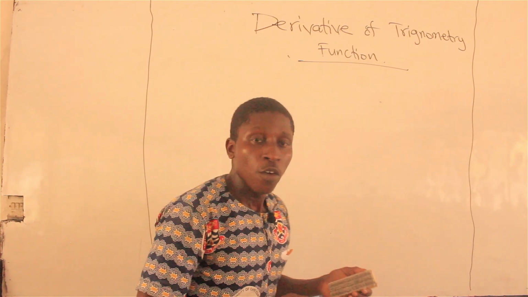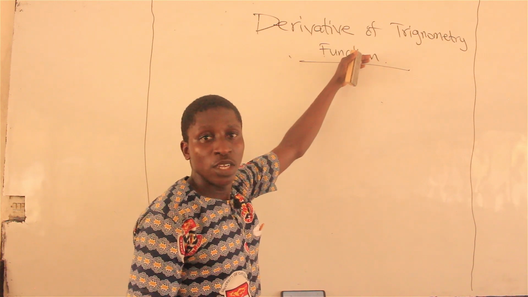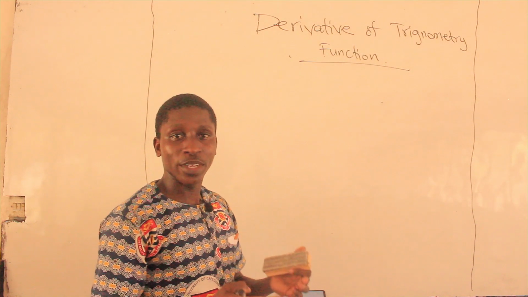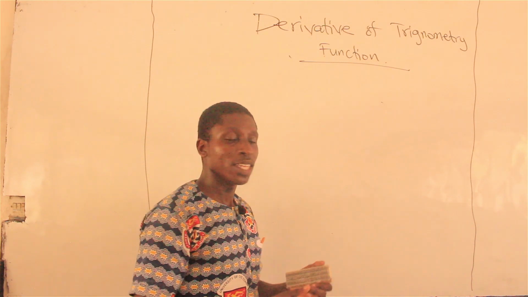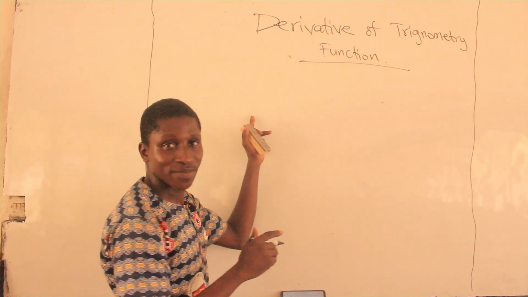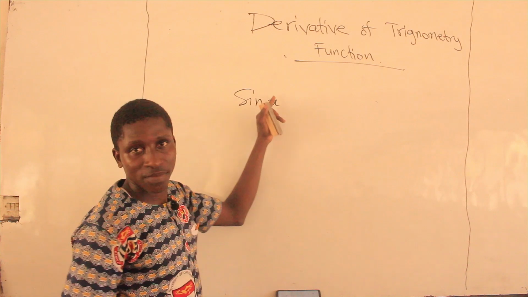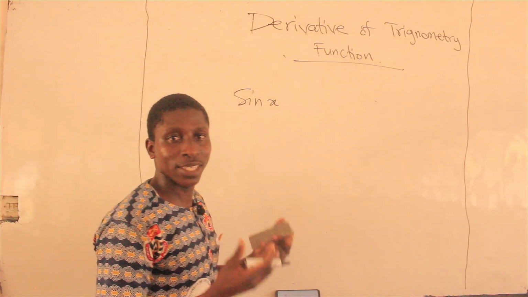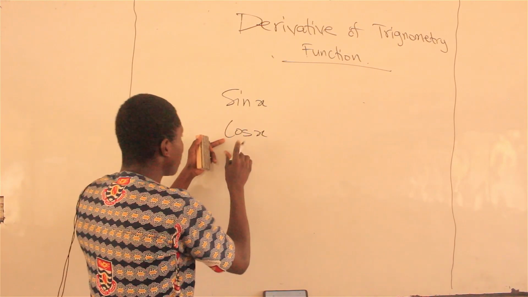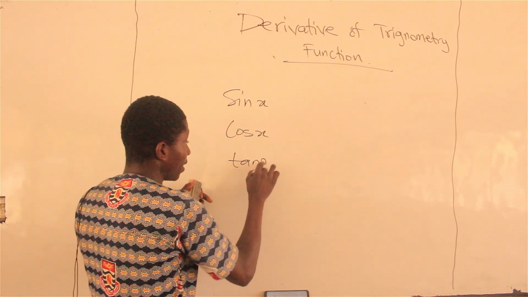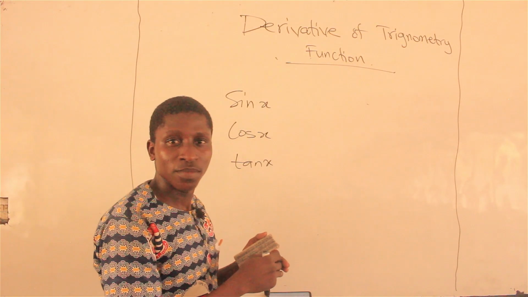Now, for you to differentiate trigonometric functions, there is an easy way, a trick, so that you will not stress. It doesn't matter whether you're a mathematician or not. We know that we have three main trig functions: sine s, where s is my angle, someone can use theta; cos s; then tan s.